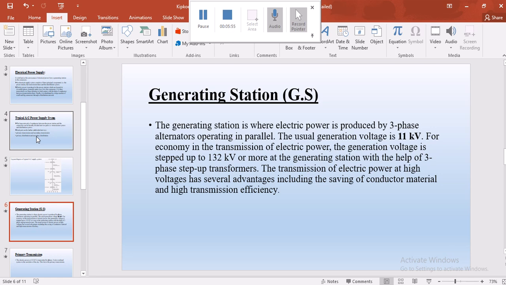The purpose of stepping up this power and transmitting it at high voltage, that is 132 kilovolts, is that we have several advantages.